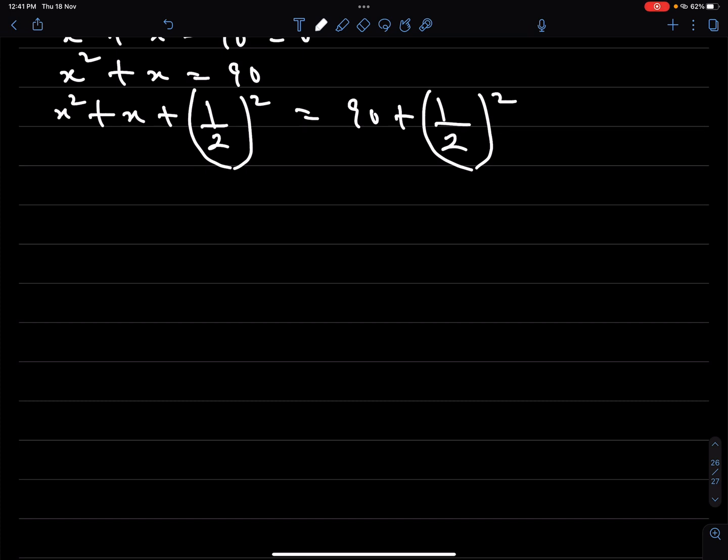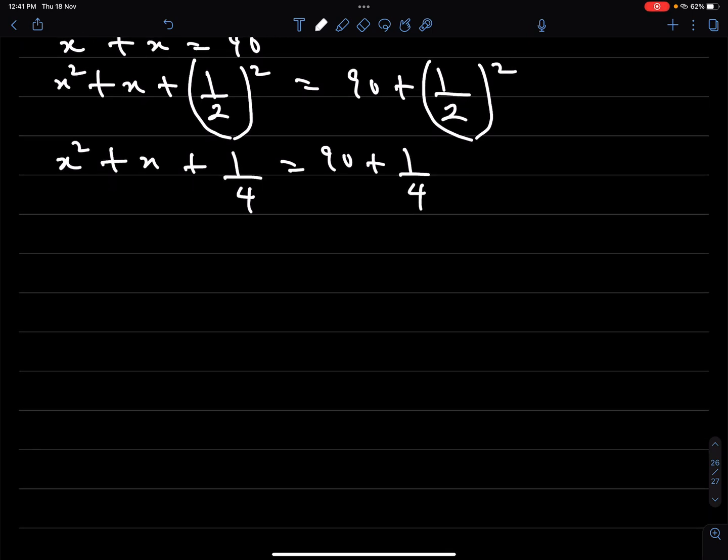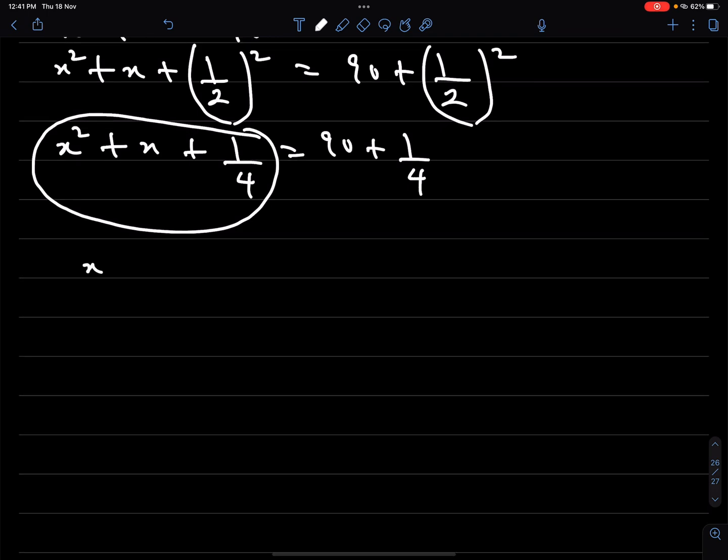Now I can write this left hand side. Okay, well, let me write this first. That simply means x squared plus x plus 1 over 4 equals 90 plus 1 over 4. Now the whole of this left hand side is the same as x plus 1 over 2 all squared. So that's what we are supposed to do.